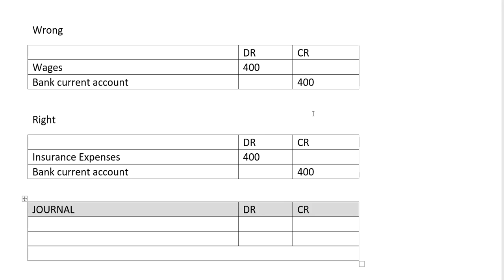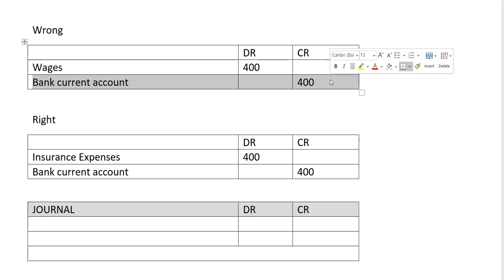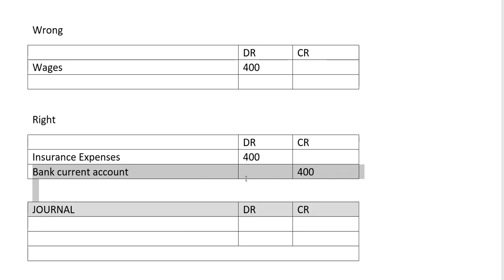What we can see is the bank account is correct. It doesn't need changing. So between wrong and right, we don't need to do anything at all to that one. So I'm going to remove that from the equation. We need to get to a position where wages has got 0 against it and insurance has got 400. And right now, insurance has got nothing against it.